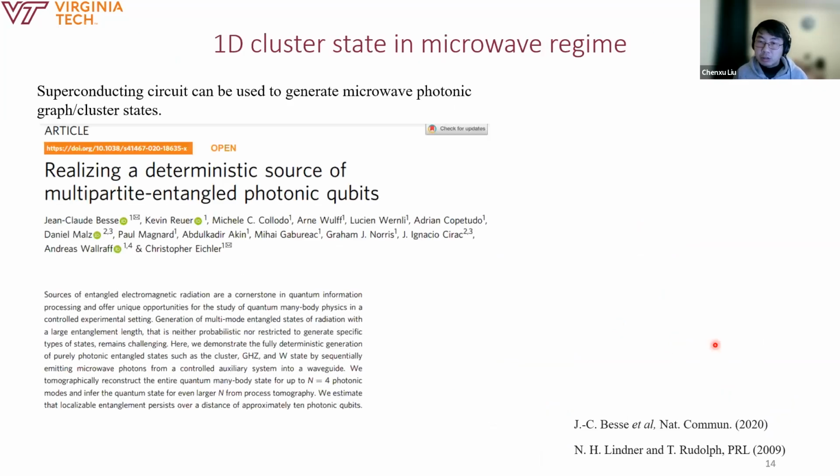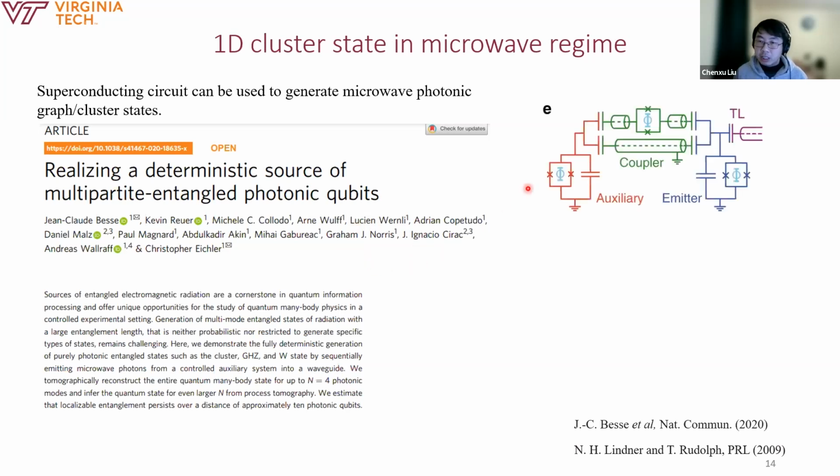So in 2020, Professor Wallraff and his group had this very nice paper in which they experimentally demonstrate how to deterministically generate microwave photonic qubits using two transmon qubits. Specifically, they show how to generate a 1D cluster state of microwave photons.